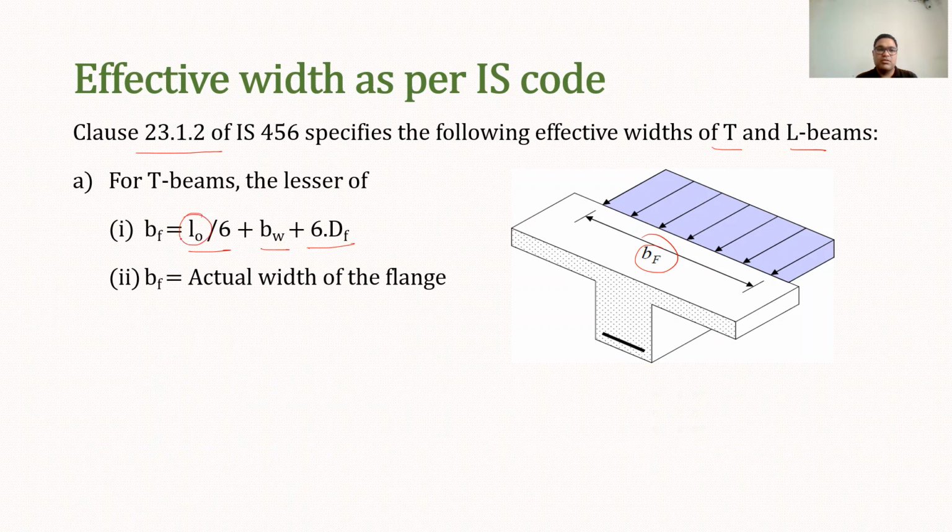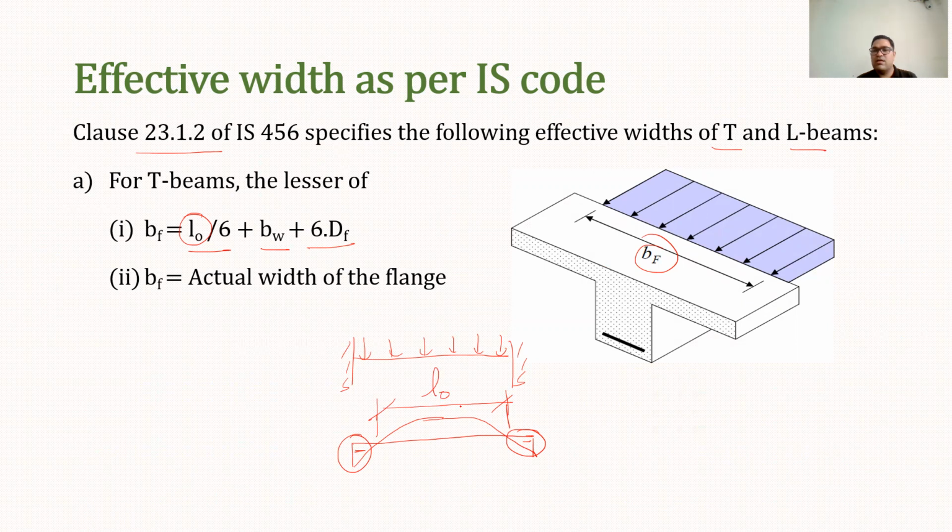Now L naught is the length of zero moment. Now what is zero moment? For example, if we have this fixed beam and we want to draw the bending moment diagram of this, the bending moment diagram will be something like this. In this portion it is negative moment, in this portion it is negative moment, and in this portion it is positive moment. So this length is sometimes called L naught.